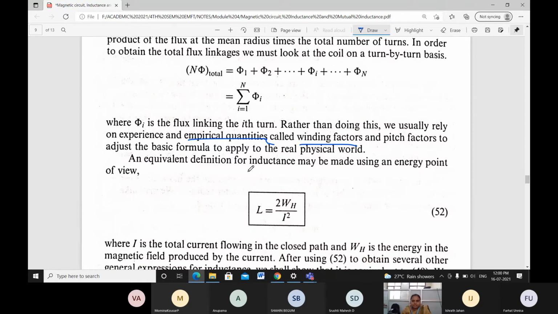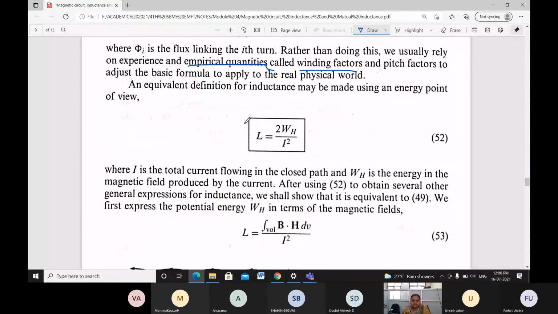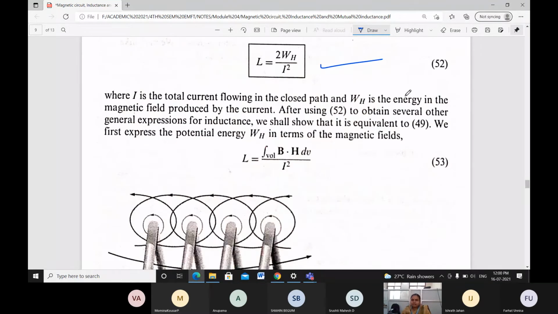Then the equivalent definition for the inductance, in terms of energy, we can write as L equals 2 times W_H divided by I squared, where I is the total current flowing in the closed path and W_H is the energy in the magnetic field produced by the current. Using this equation, we can obtain several other general expressions for our inductance.